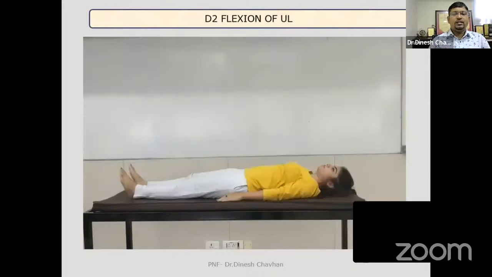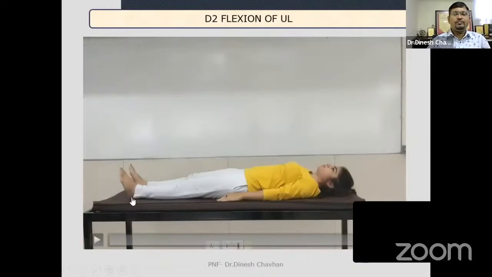Now we'll see D2 flexion of the upper limb. D2 flexion of the upper limb will start from D2 extension of the upper limb.